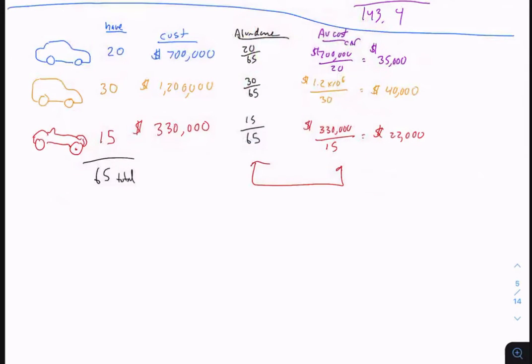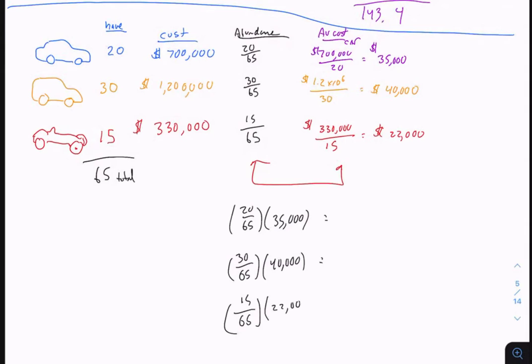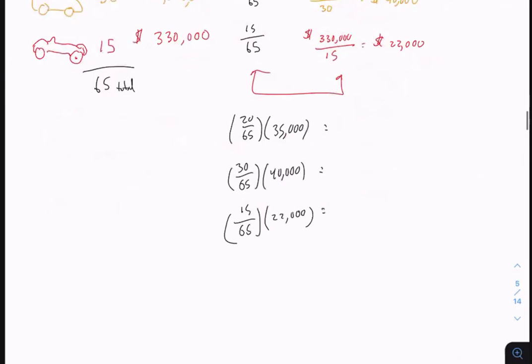So 20 over 65 times 35,000. 30 over 65 times 40,000. 15 over 65 times 22,000. So I will get 3 subtotals. Yikes. Come back. All right, so that's going to be 10769. Now, here's a little note about counted items.